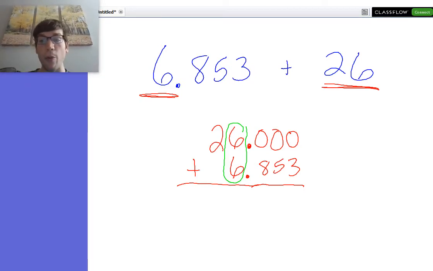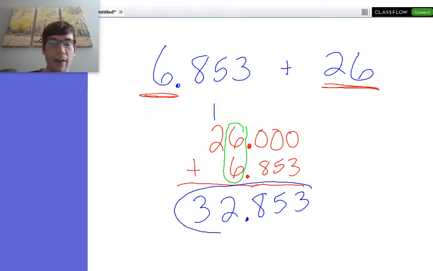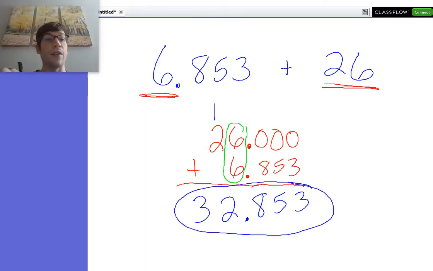And then we just add like normal. So I would add 3 plus 0. In the hundredths place, 5 plus 0. In the tenths place. And then I'm looking in the ones place. That gives me an extra group of 10. And we end up with 32 and 853 thousandths. So starting with that whole number.